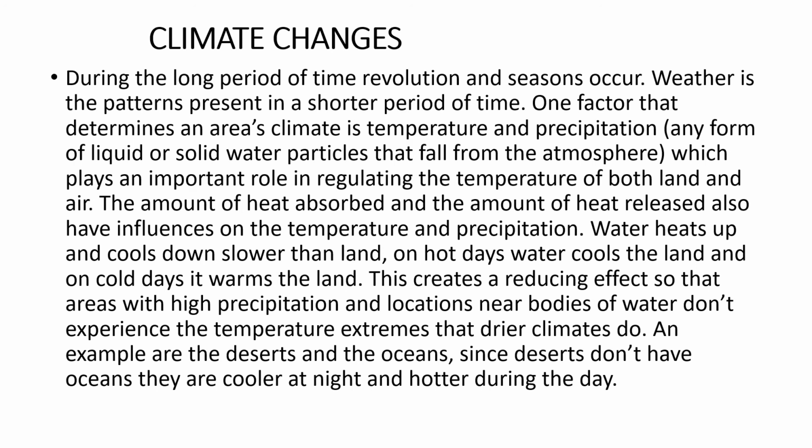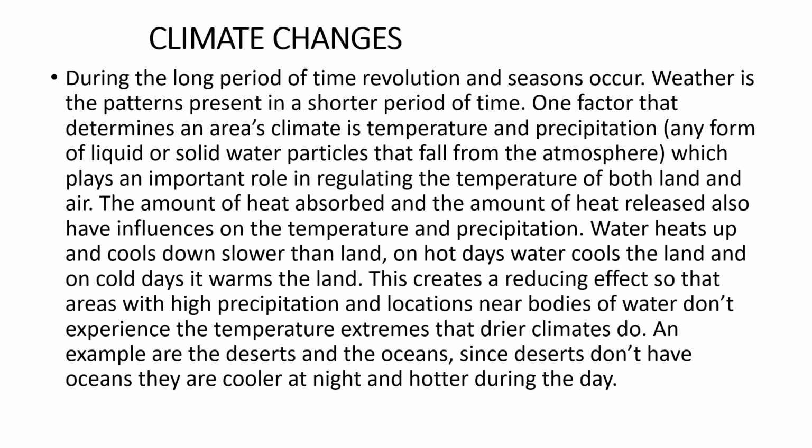So the climate changes over a long period of time, and revolution and seasons occur. Weather is the pattern present in a shorter period of time. One factor that determines an area's climate is temperature and precipitation. Precipitation is any form of liquid or solid water particles that fall from the atmosphere, which plays an important role in regulating the temperature of both land and air. The amount of heat absorbed and the amount of heat released also have influences on the temperature and precipitation.